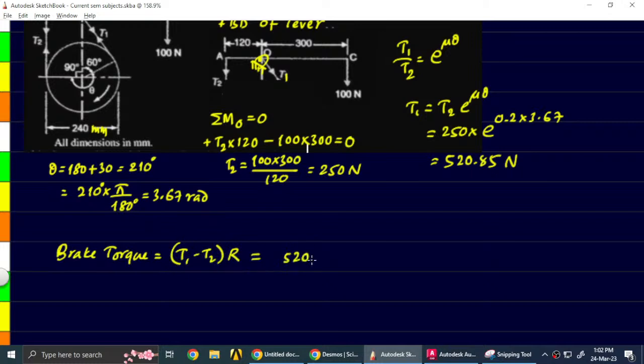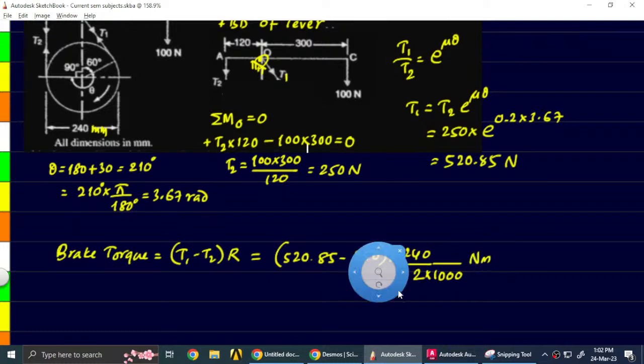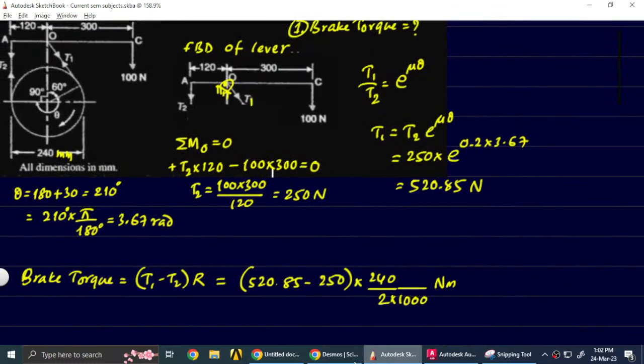So 520.85 is the tension T1, the tight side tension. 250 is the slack side tension, and we know the diameter is given as 240, so radius will be half of that. And because this is in mm, we have to also divide this by 1000 to convert this into Newton meters. So let's quickly do the calculation.